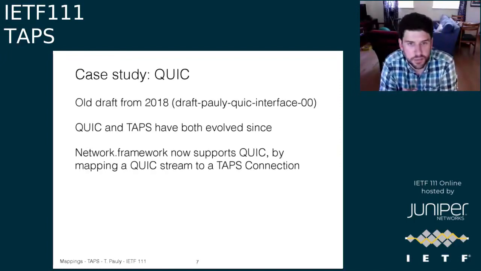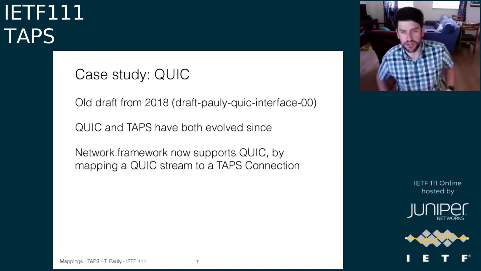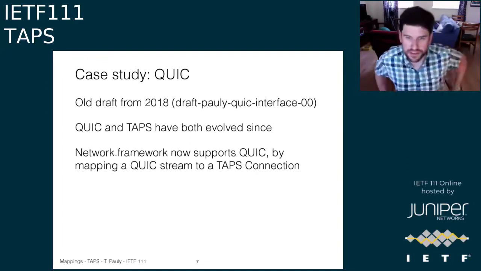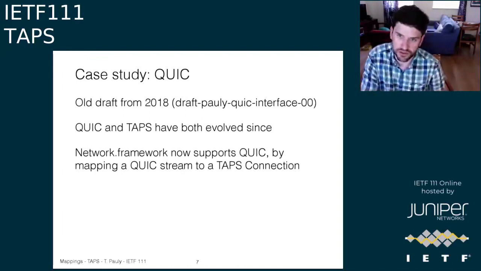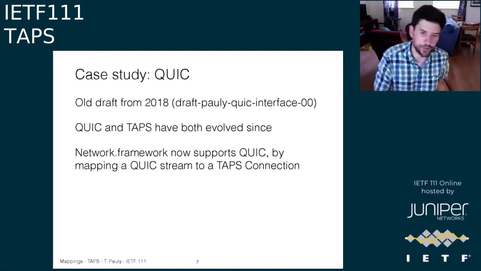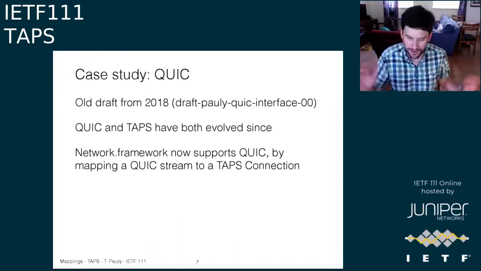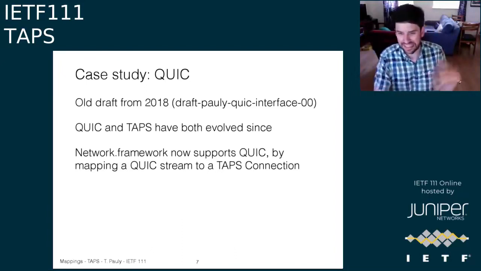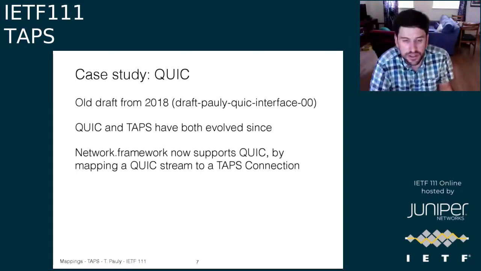So as just one case study, we can look at QUIC. There is an old 2018 document that I had worked on to define the API for QUIC using TAPS. It wasn't a formal mapping. QUIC has changed a lot, TAPS has changed a lot, so it's quite out of date, but it gives a hint of what we could do there.